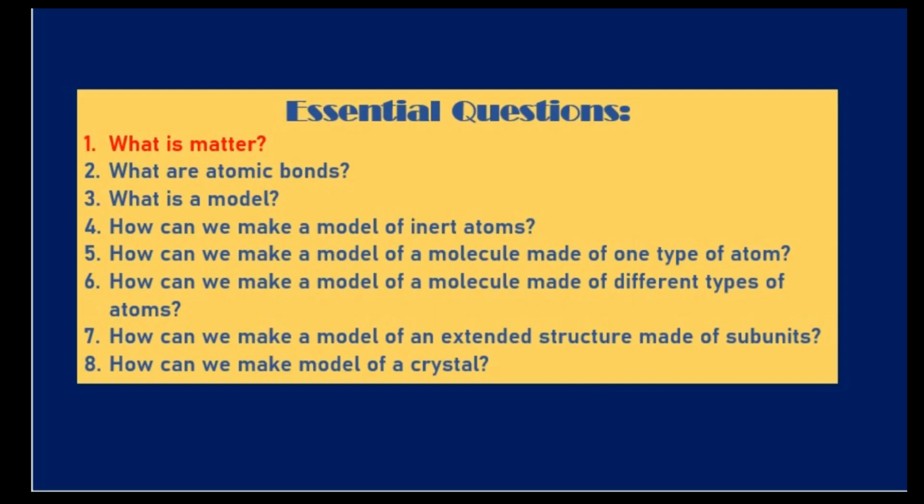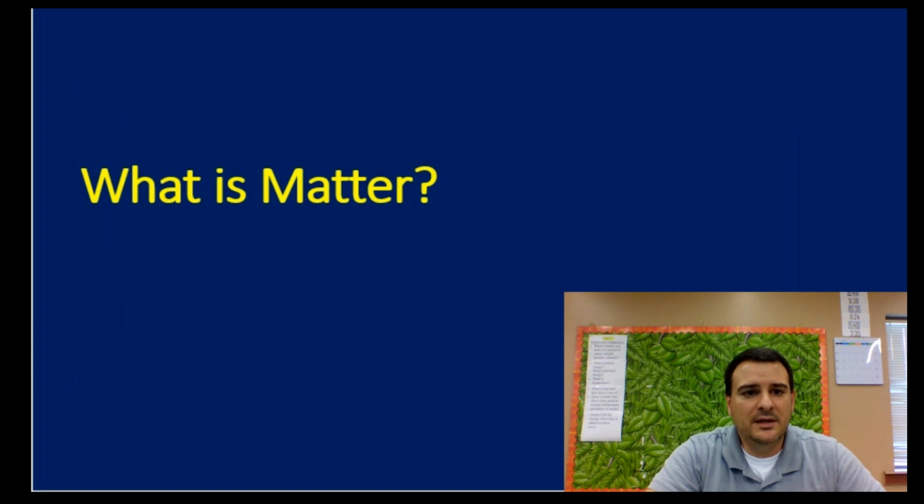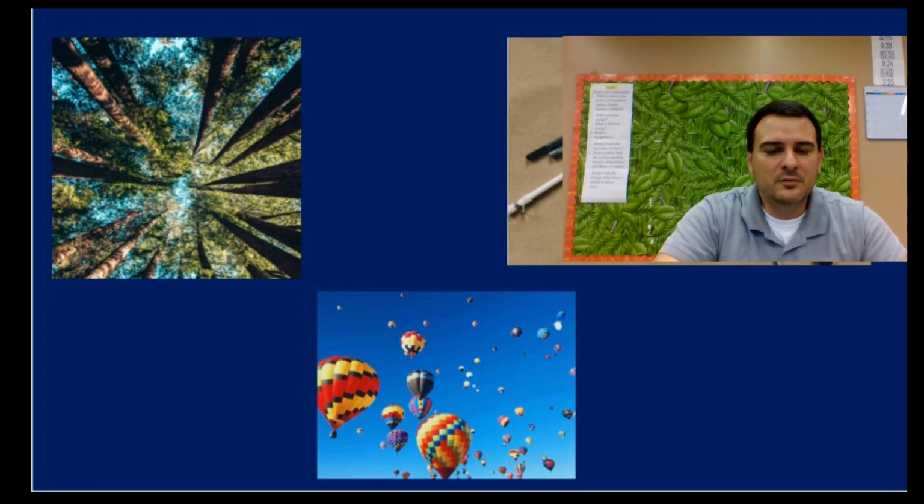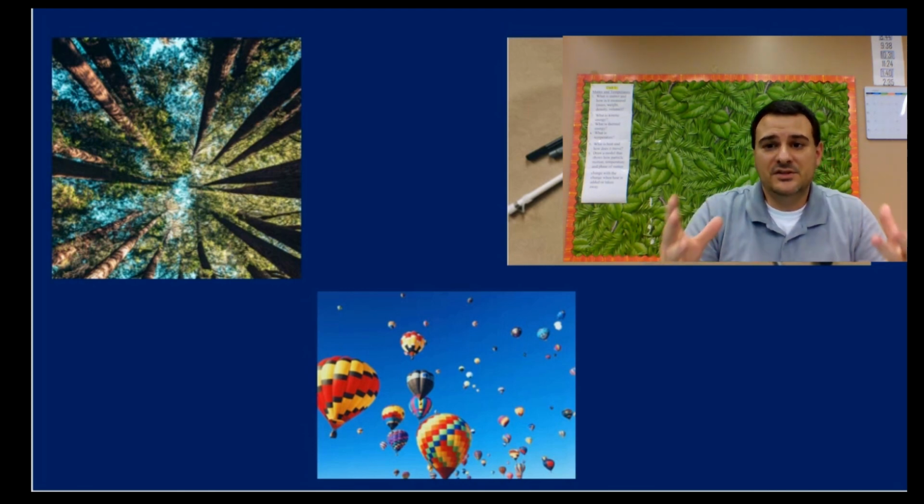So, here we go. Our first question is, what is matter? I'm going to give you a big science word here so you can impress all of your friends. Matter is stuff. Matter is made of stuff. Things like desks and pens and trees and air. All of these things have stuff. And how do I know air is made of stuff? Well, because I can stuff it into a balloon.